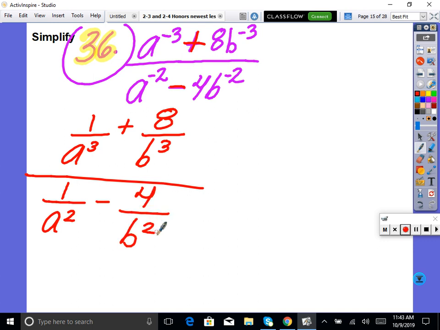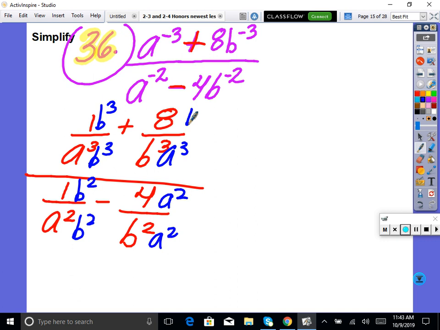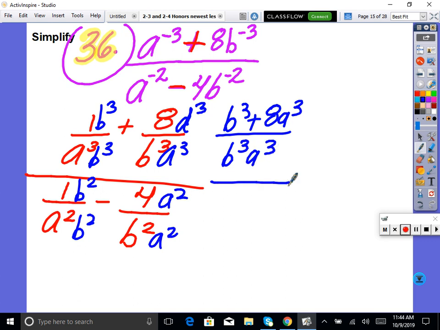Now I'm going to just finish this bad boy quickly. So watch. b squared, b squared, a squared. True? This one was b cubed, a cubed. Okay, all right, so now on top here I have b cubed plus 8a cubed, right? And that's all over b cubed a cubed. Divided by, right here I have b squared minus 4a squared. True? All over b squared a squared.